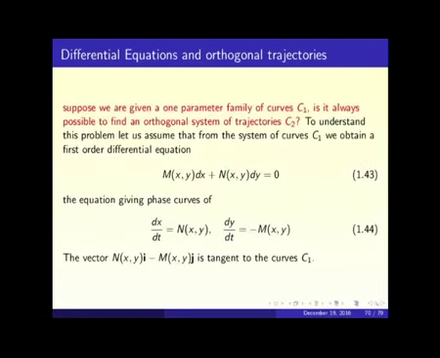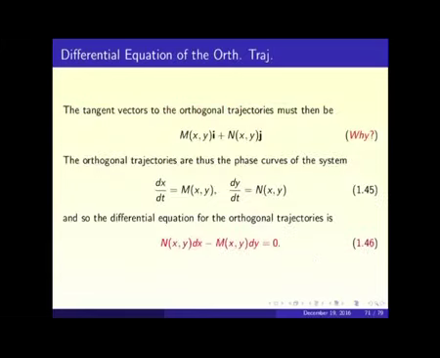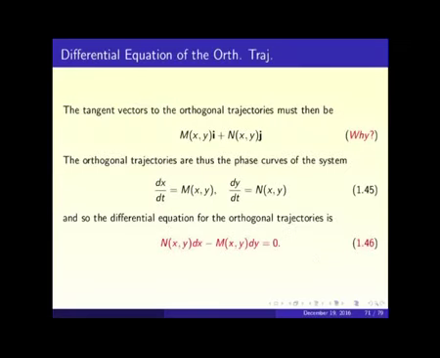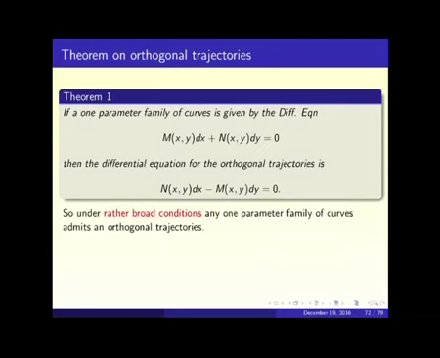So given a system of curves C1, we obtain their differential equation and then we obtain their orthogonal trajectories via this differential equation. So first we are given C1. From C1 we obtain the differential equation for C1 and then we obtain the differential equation for C2, solve this differential equation and get the family C2. So that's theorem 1. Whatever I said just now can be summarized as this theorem.